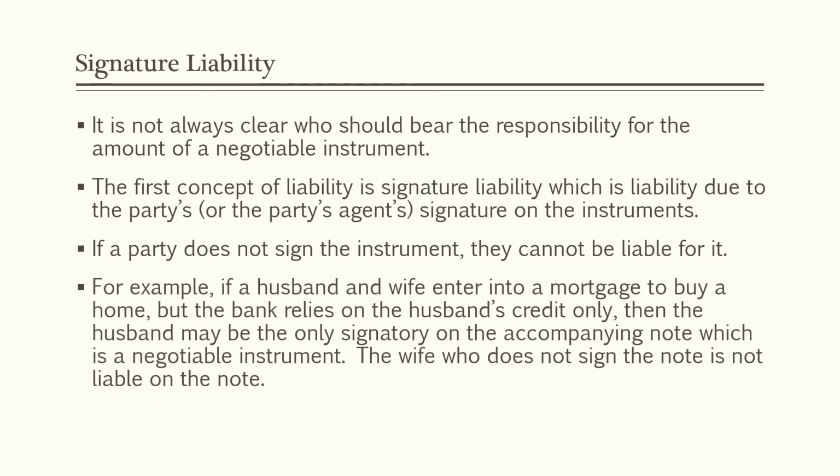For example, if a husband and wife enter into a mortgage to buy a home, but the bank relies only on the husband's credit, then the husband may be the only signatory on the accompanying note, which is a negotiable instrument. The wife who does not sign the note is not liable on the note. She may sign the mortgage because of community property or inheritance rights, but she won't be liable on the note itself. So she doesn't personally have to pay it back, only the husband does.